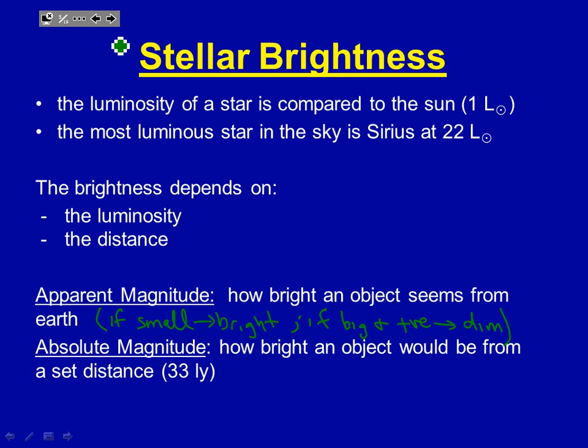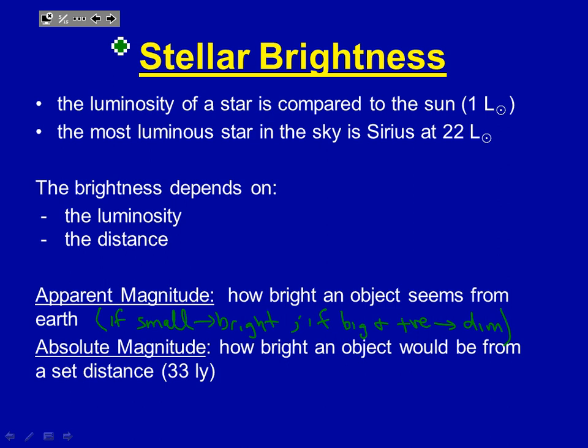Absolute magnitude. This is something that's important to us if we want to study stars. Absolute magnitude is how bright an object would be from a set distance. That set distance is 10 parsecs, which is 33 light years. There's a very complex calculation that scientists do to get that, because what they've got to do is take the apparent magnitude, what we see here on Earth. They've got to make an estimate of how far that thing is away so they can work their way backwards and figure out the luminosity.